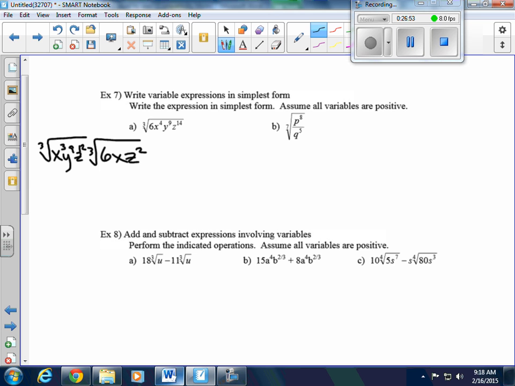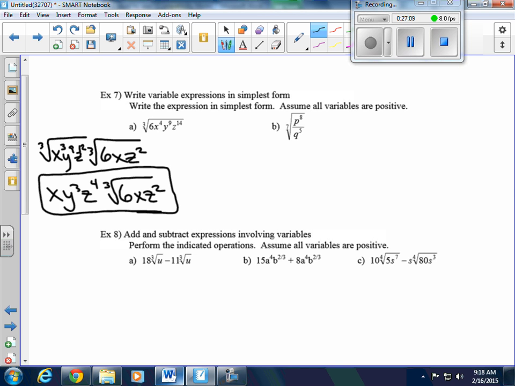So the third root of x cubed is x. The third root of y to the 9th is y cubed. And the third root of z to the 12th is z to the 4th. And then we have the third root of 6xz squared left as our answer. Now let's say that I do that same equation, only I would use rational exponents form. You could do the same thing. You could even just write this third root of 6xz squared in rational exponents if you wanted to.